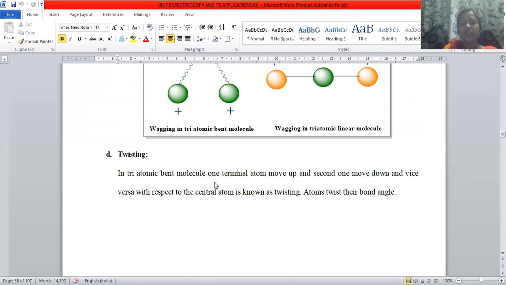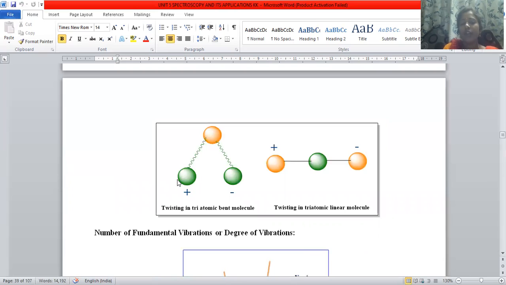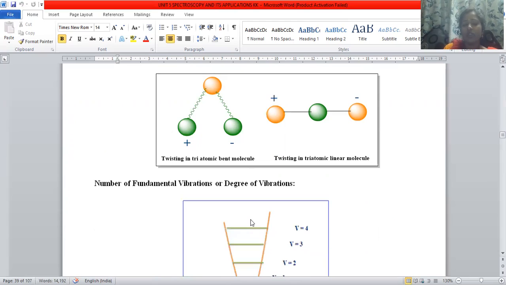And next is about twisting. Twisting is nothing but whenever we are doing the bending of terminal atoms, one is going up and the second is going down. So in twisting, we are twisting the bonds in this direction. One of the atoms is moving up and the second atom is moving down, and simultaneously they exchange their positions, which is called twisting of the bond.